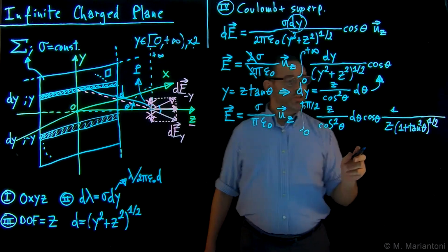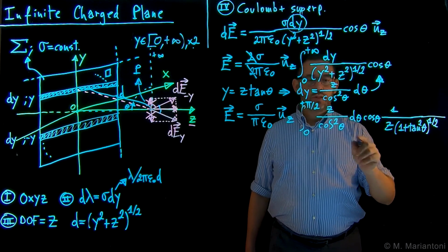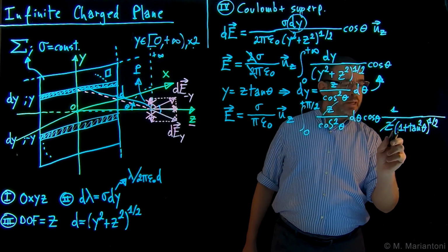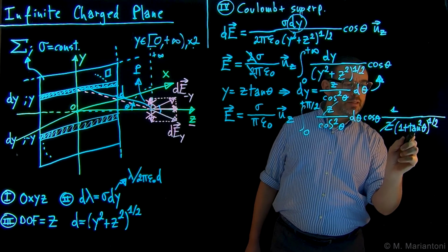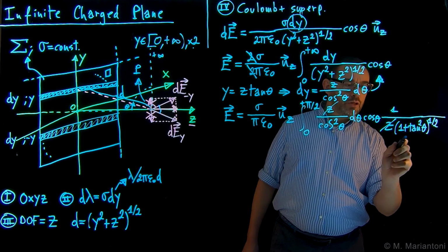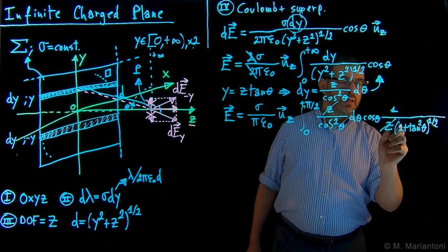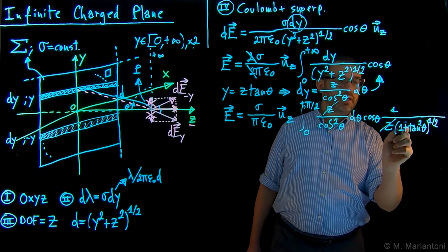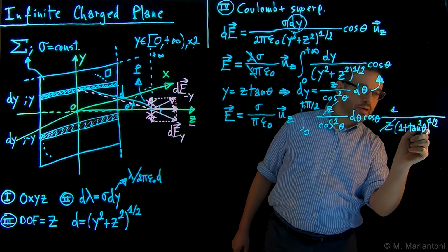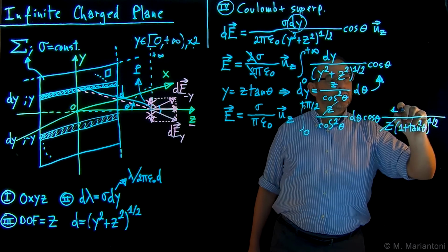Okay, so I remind you that this z and z go away. This is nothing but 1 plus sine square over cosine square. So it's cosine square in the denominator, sine square plus cosine square, which is 1. So it's 1 over cosine square under square root. So let me rewrite it.